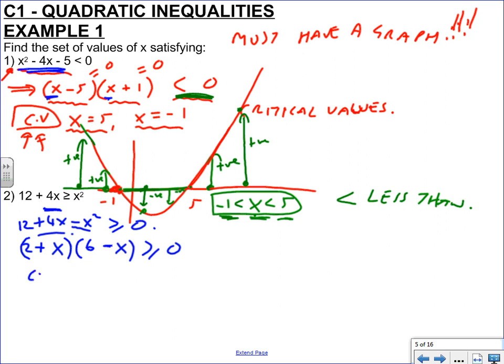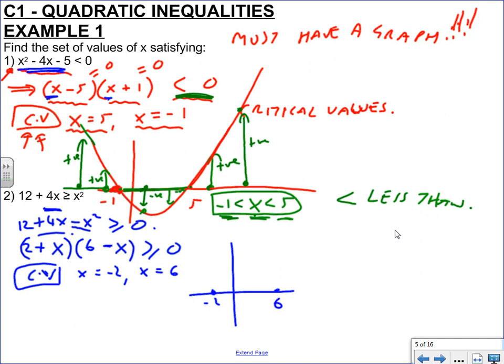So now we've got our critical values. What values of x will make this thing 0? Well, it's minus 2, and x is 6. So once again, we must draw the graph. No one's going to believe you if you don't have some evidence for what you're saying. So it crosses at minus 2 and 6.